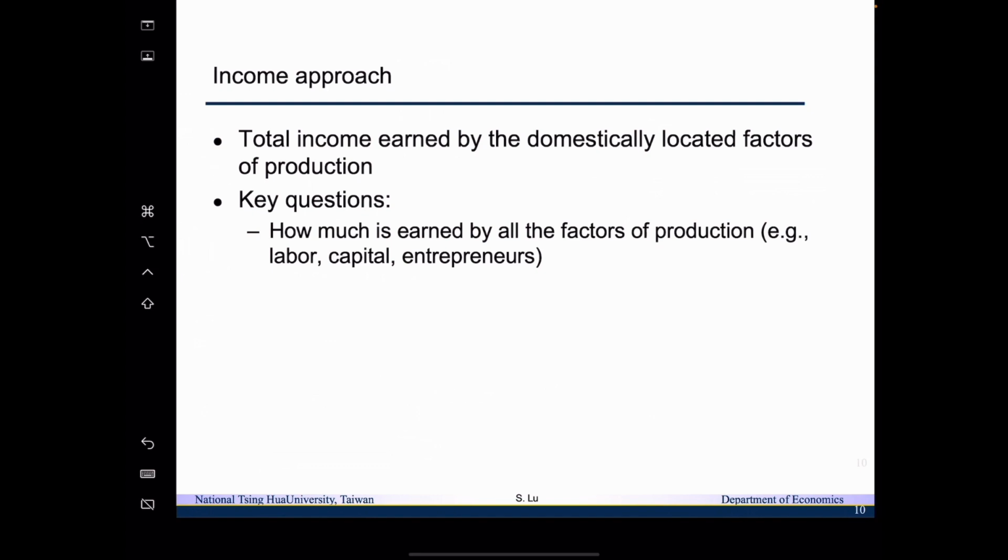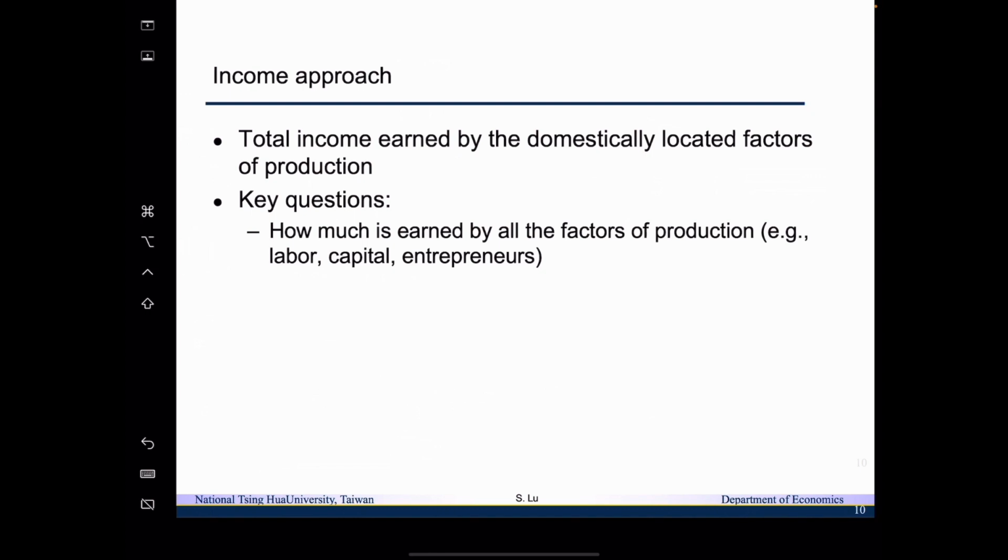So then the next approach is called the income approach. The income approach simply adds up the total income earned by the domestically located factors of production. So when we want to come up with the GDP using the income approach, we need to ask how much is earned by all the factors of production. Once we know how much is earned by all the factors of production, we add it up, and then that will be the GDP.